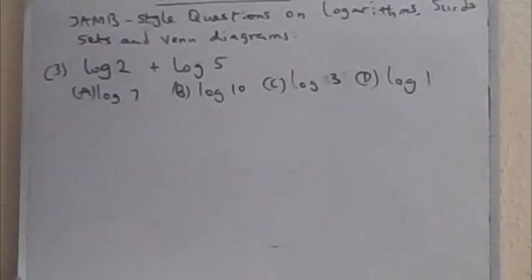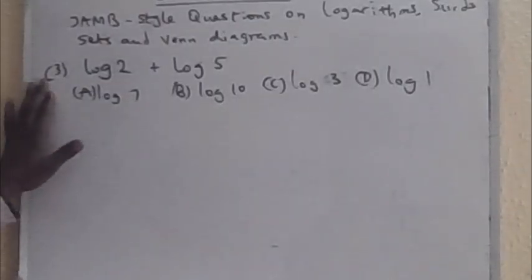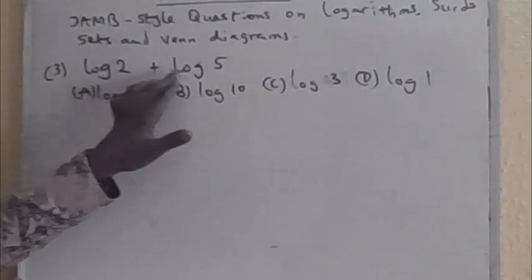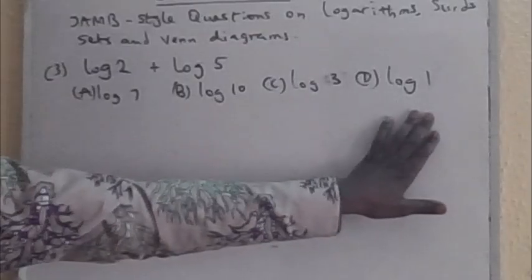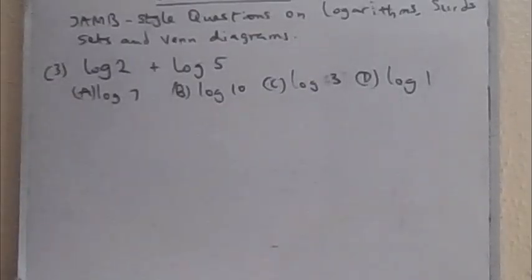Again, we have number 3 on the board. It says log 2 plus log 5. What is it? These are the available options for this question. And this is just to test us on the product rule for logarithm.